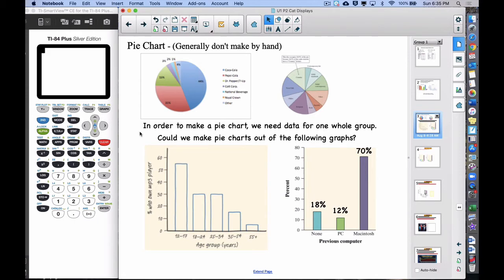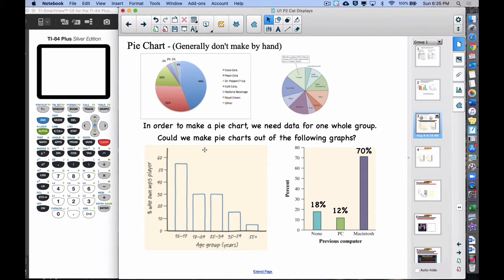One of the things we need to maybe think about would be, if they gave you a certain type of graph, could you make a pie chart from that graph? So here are two bar graphs. If they want to know, could we make a pie chart out of the following graphs? The key is to make a pie chart, you need to have the percentages for every slice of the pie. Or another way to think of it is, you need to have the data for the entire group, or the whole total.